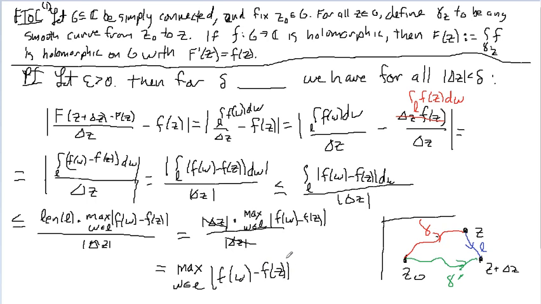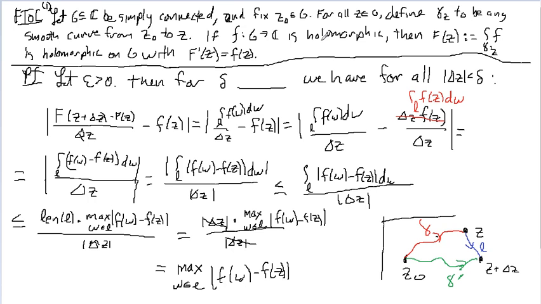Okay, we're just about done. So what do I have? I want to show that this derivative is equal to little f. This derivative is roughly equal to this quotient minus f, and this whole thing is less than or equal to the max of this. But here's the key.